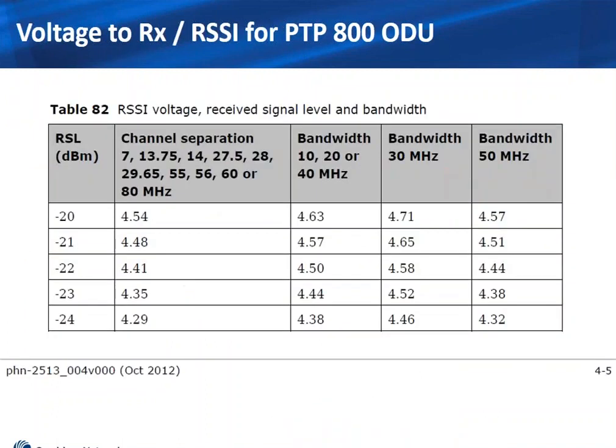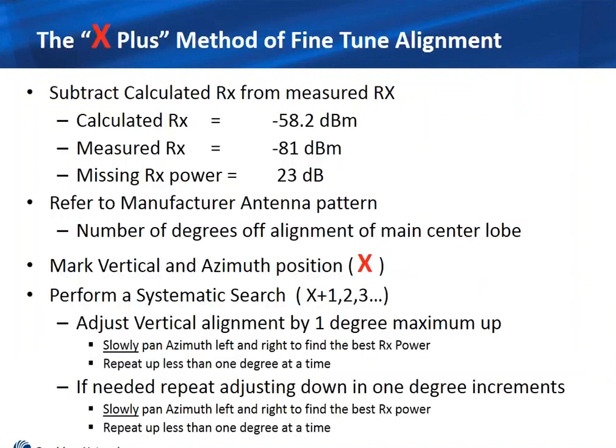Okay. So where would we get these values from? The values that we'd be looking for are in two places. One is on or in the Link Planner install report. But if you also wanted to look somewhere else for what your RSSI voltages are in comparison to your voltmeter, you could go to the PTP 800 user's guide, and there are tables there that will give you what the associated value will be based upon bandwidth and RSL or RSSI values. Okay, cool.